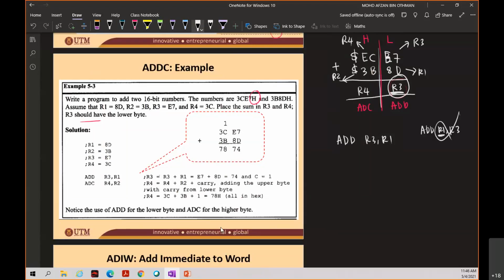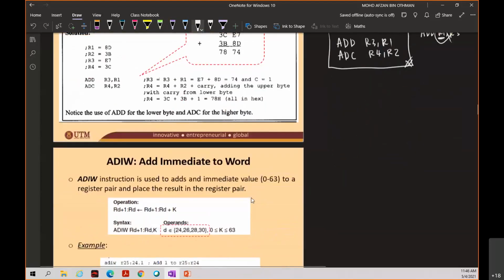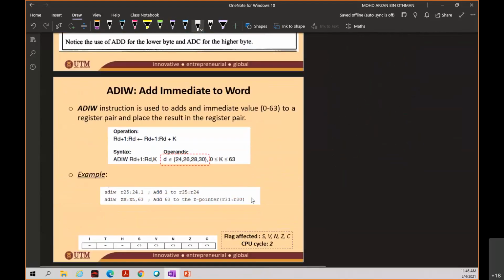Then, after you finish this, you add the higher byte using the ADC instruction: ADC R4, R2. This is the program you need to write in order to add these two 16-bit numbers. Any question up until here? If no question, then we go to the ADIW.